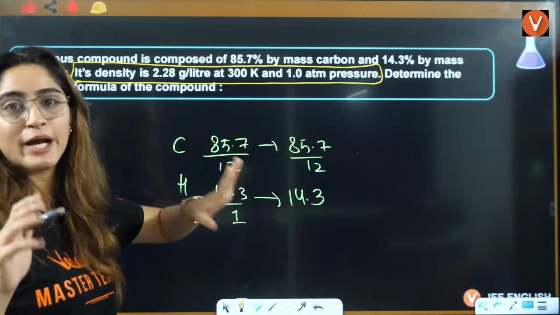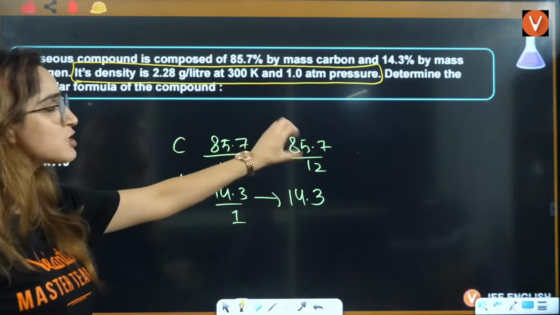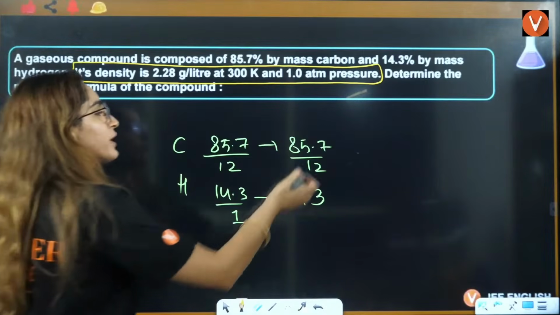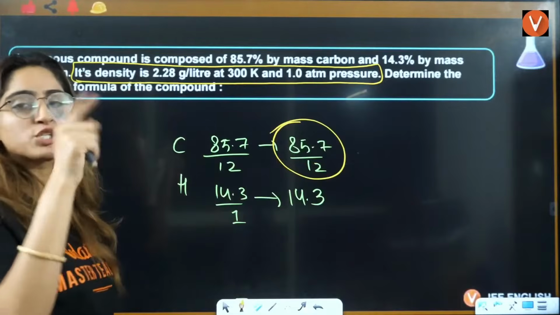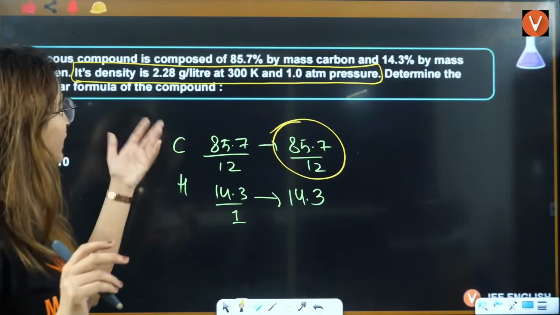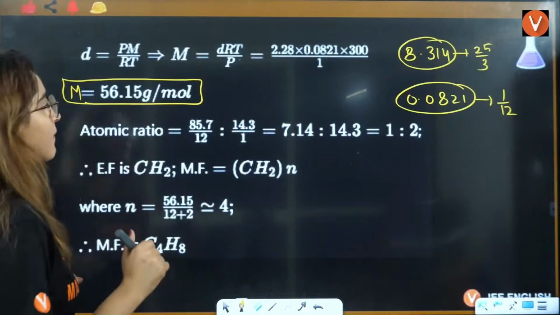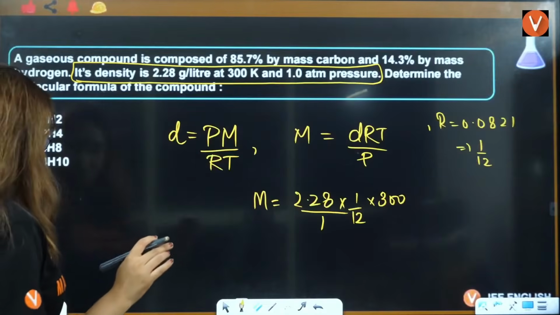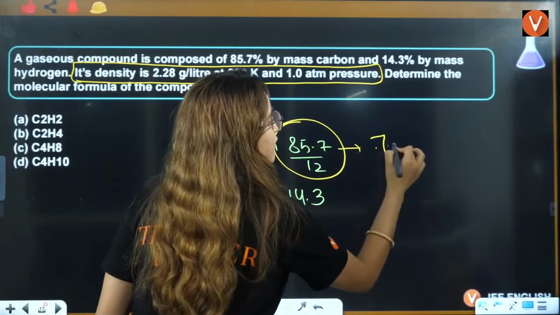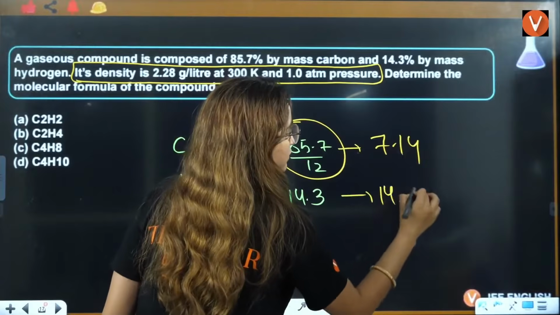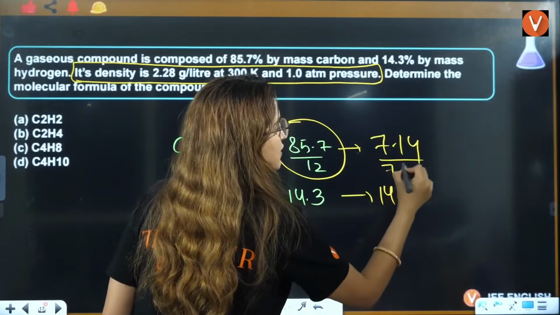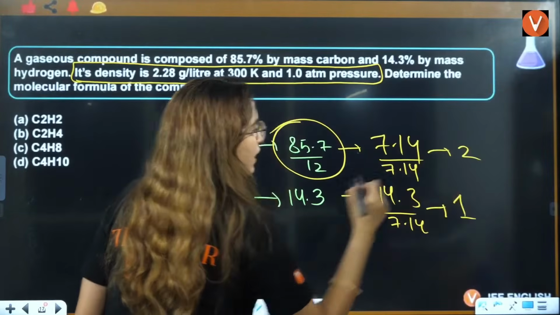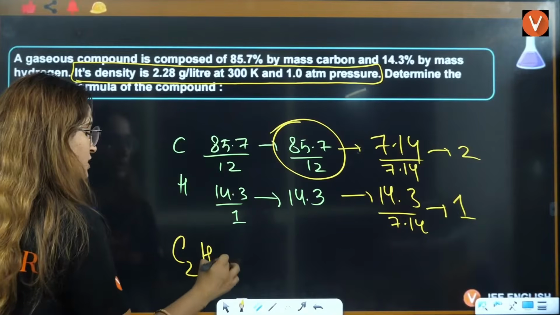85.7 divided by 12 is a smaller value, so this must be what we divide by. It is better to calculate the value of this and divide both by the smaller number, right? When you calculate this value here, it comes out to be 7.14. This is 7.14, and this is 14.3. Now we can see this is double. You divide both by 7.14. 7.14 is nothing but 1, and 14.3 is nothing but 2. So the answer will be CH2.